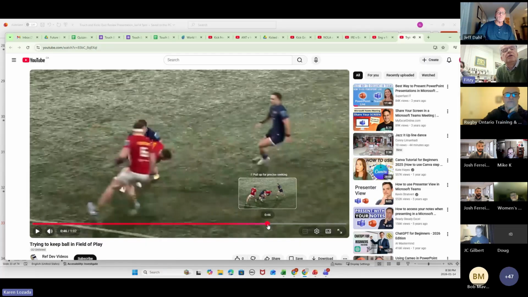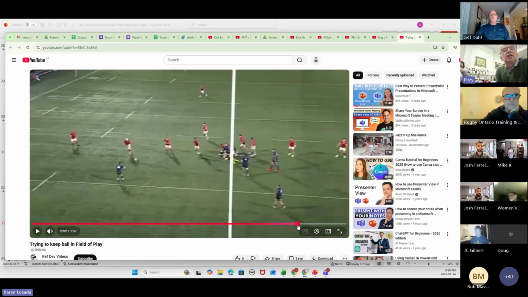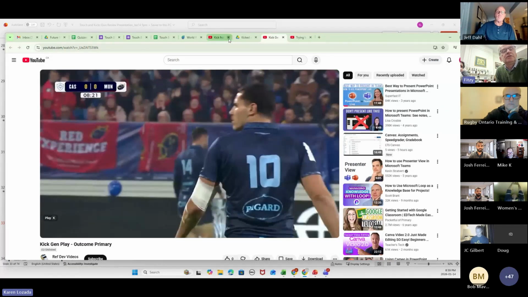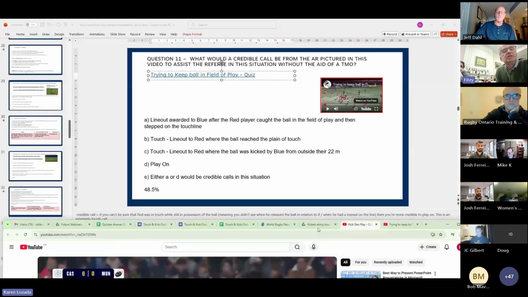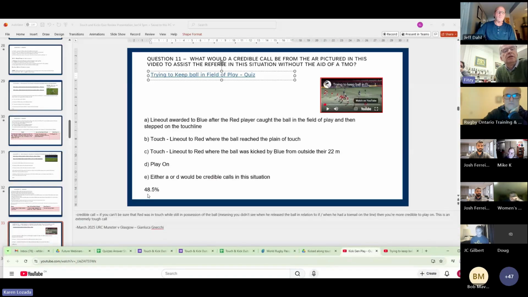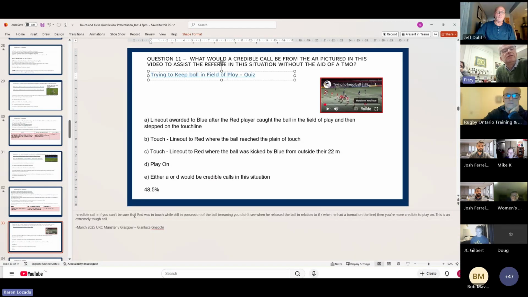What I would say to that one is actually, either decision there is credible. I probably prefer the play on decision, just because if it's not clear and obvious that he's in touch, then you just play on. Don't guess it. If he's clearly got a toe on the line and you can see it, you're happy with that, fine. Put your flag up. If not, just play on.